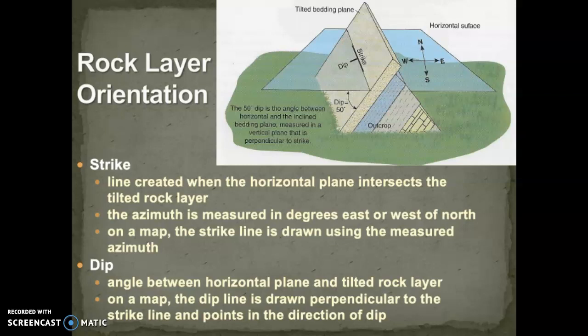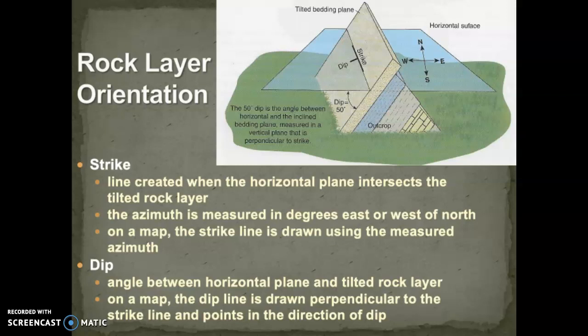We can then record that line on a map by drawing the line using the angle that we've measured, or the azimuth we've measured in degrees east or west of north. So that's how we record that on a map. And we're going to do a little bit of that in the lab exercise. So you'll get a chance to see exactly how that works when you do the lab.